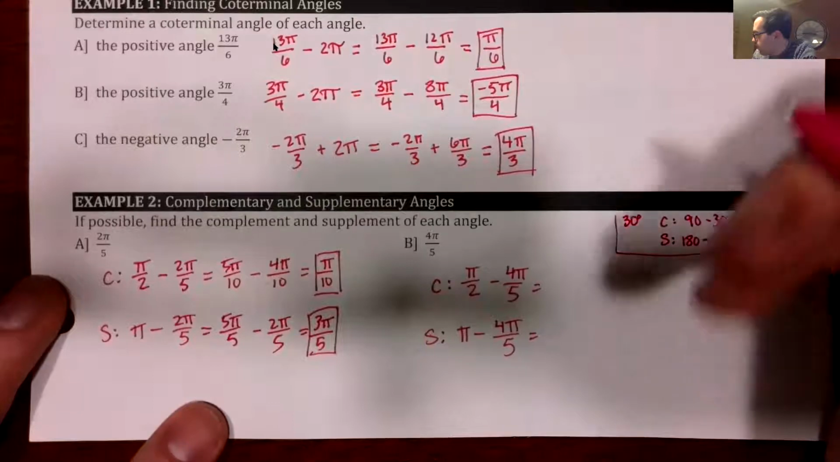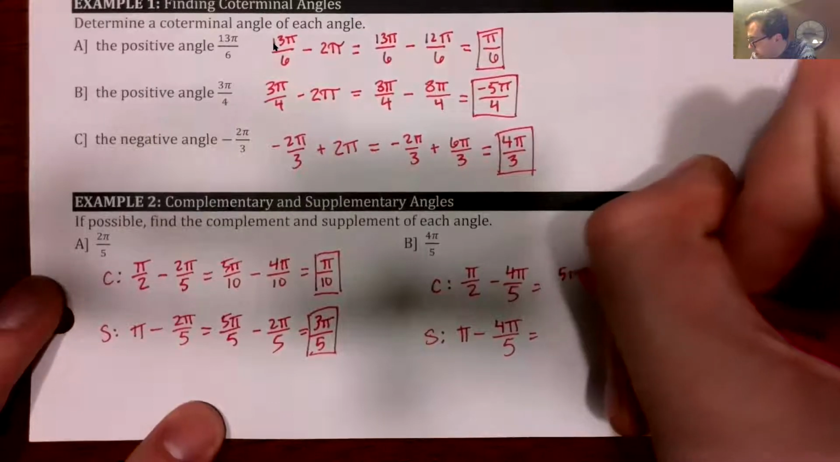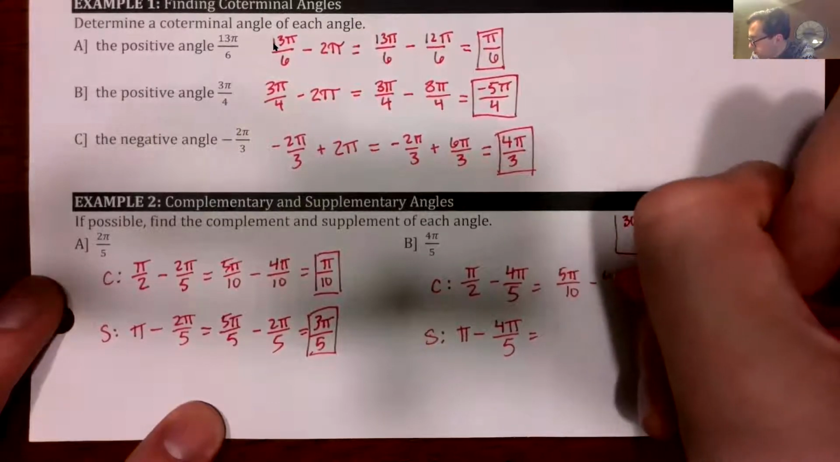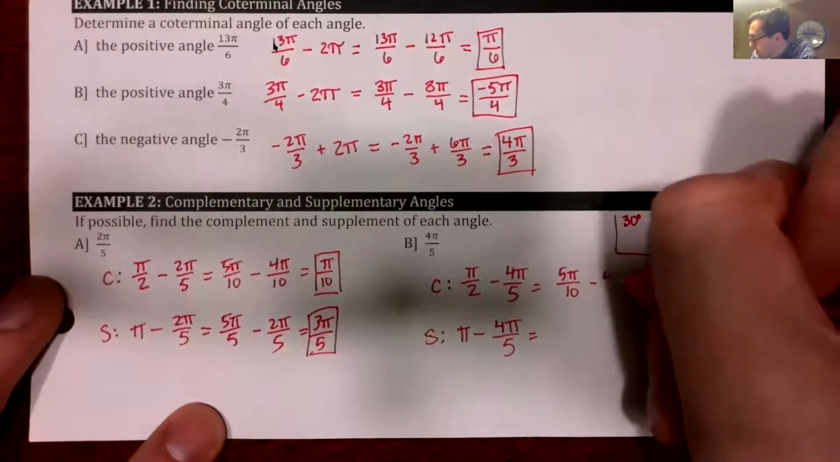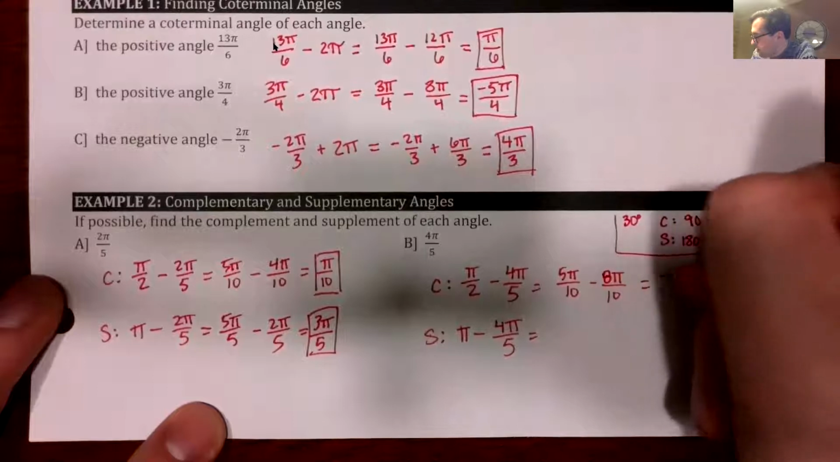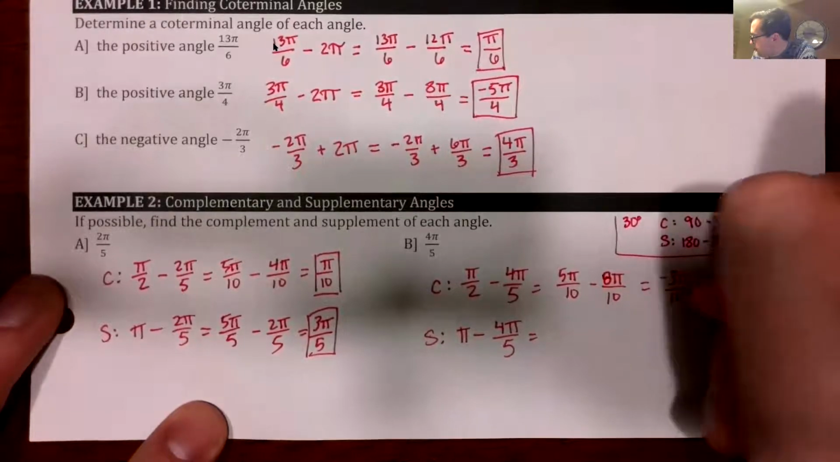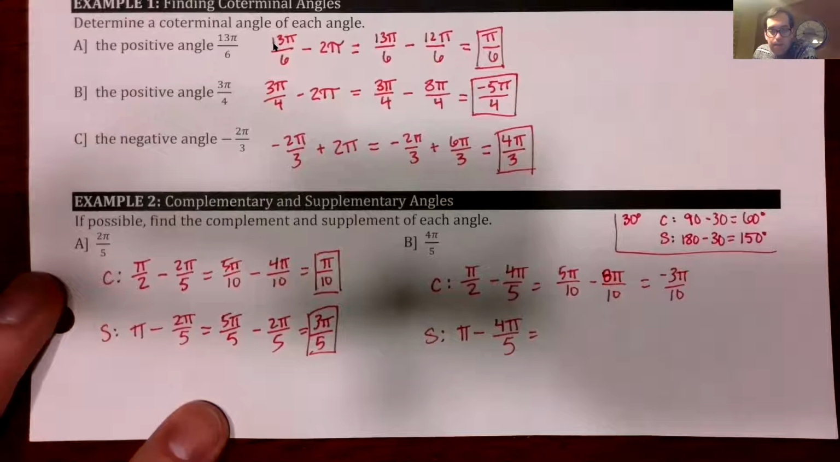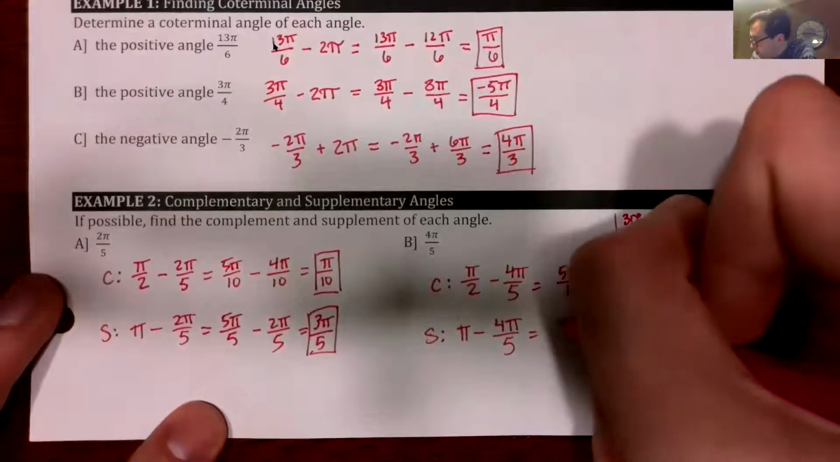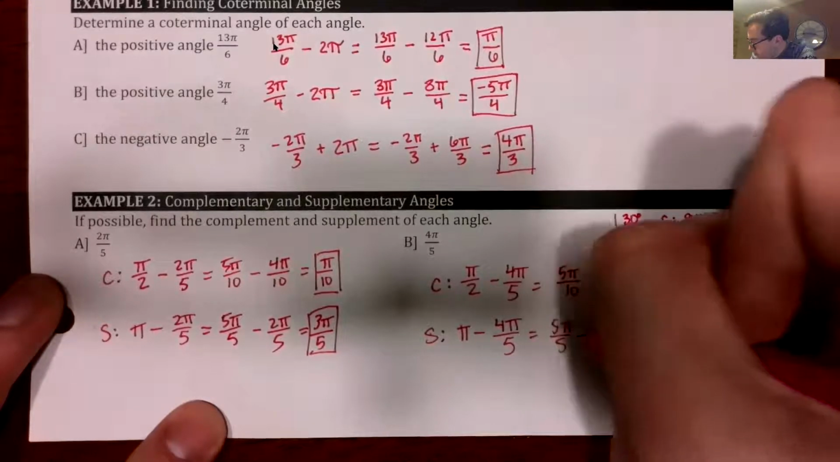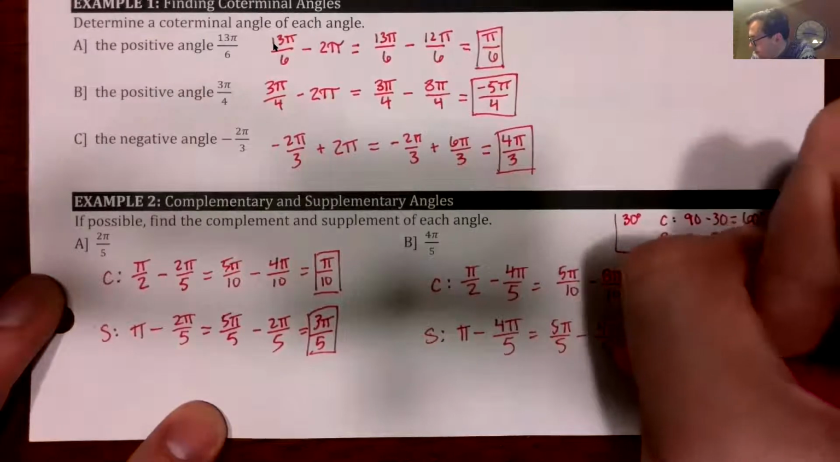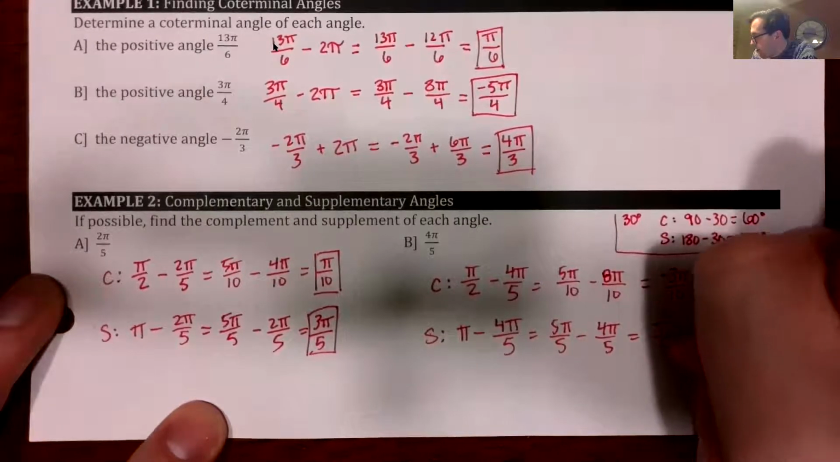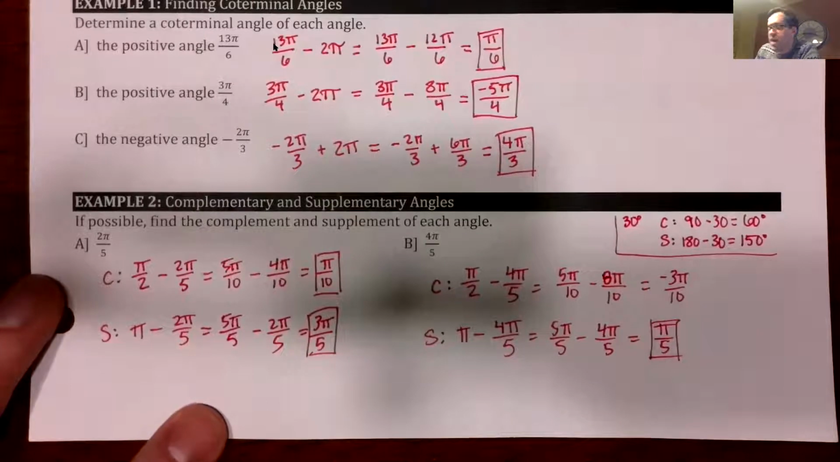So for the letter B here, we're going to have 5 pi over 10 minus, nope, minus 8 pi over 10, which is going to be negative 3 pi over 10. And in the second part here, we've got what, 5 pi over 5 minus 4 pi over 5, which is pi over 5. All right, so we've got an issue with the complementary angle.